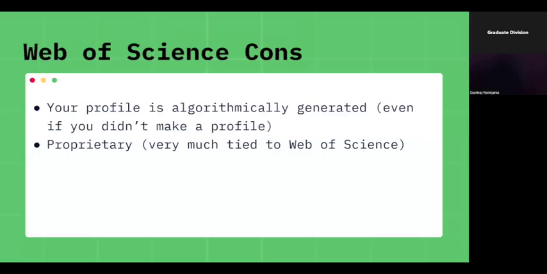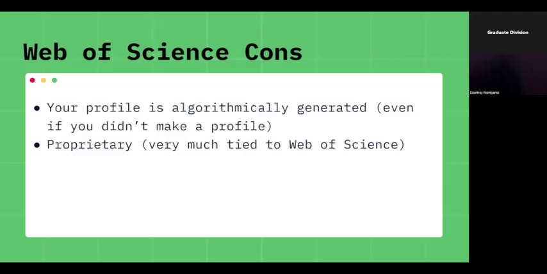I would say Web of Science has a couple of cons, though. Probably a big one is that your profile is algorithmically generated. So even if you didn't make the profile to begin with, if it sees the same names popping up, it'll make guesses about who you are and what work is associated with you. So even if you don't claim it, it's still out there on the web anyway. Is that good or bad?